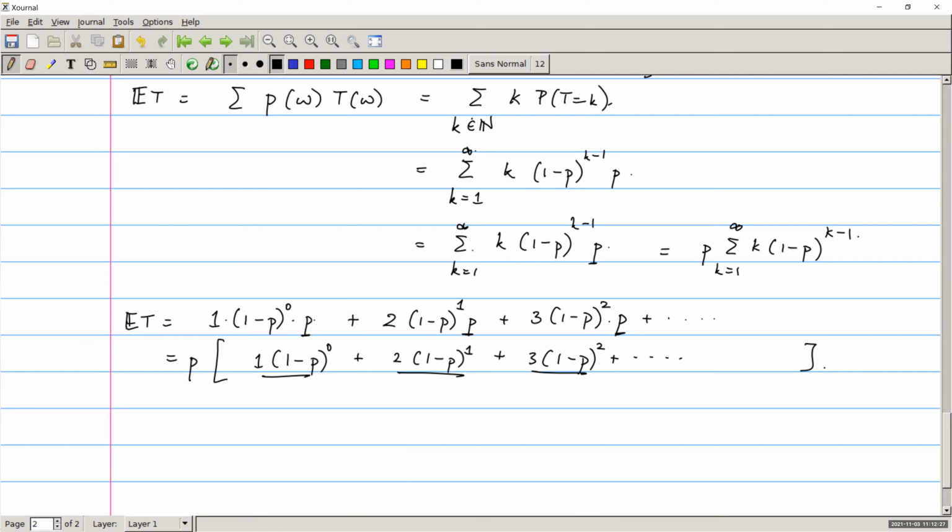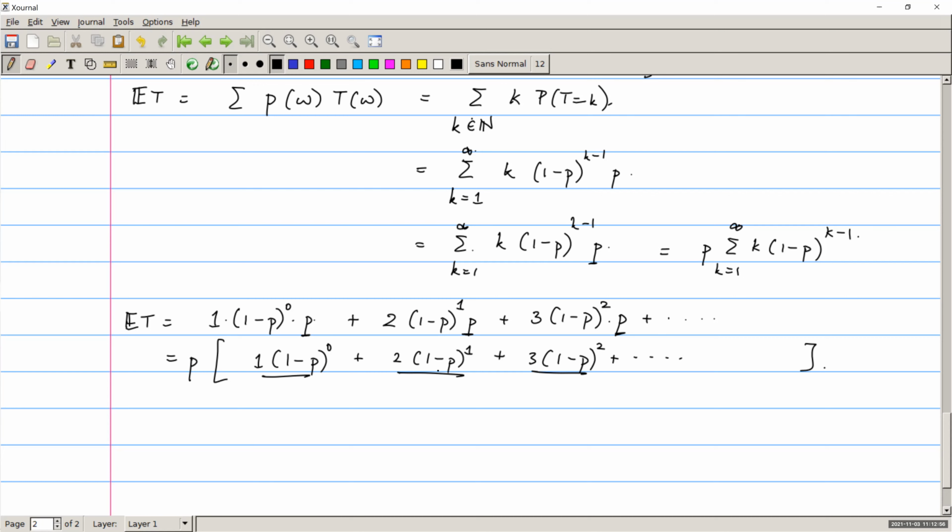Is that like the geometric sum again? No, this is not the geometric sum. The geometric sum means that the ratio between consecutive terms should be the same. What is the ratio between the first two terms, the second term divided by the first term? It's 2 times (1 minus p). The third term divided by the second term? It's 3 over 2 times (1 minus p). So this is not a geometric sum.